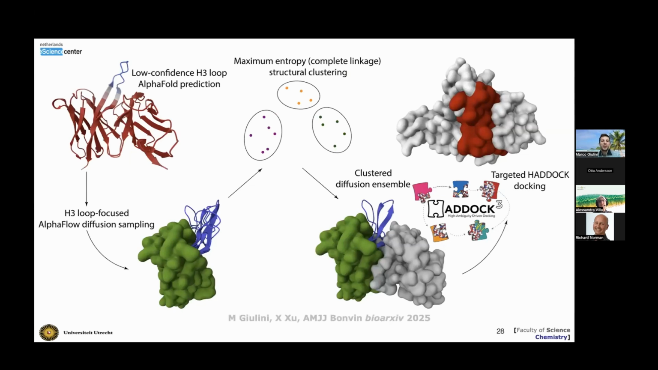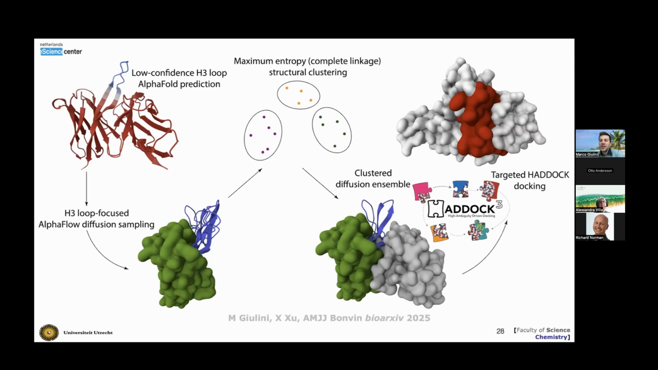Basically, in this protocol, you start with an antibody for which the H3 loop is predicted with quite low confidence by AlphaFold. In that case, you do an H3 loop focused AlphaFlow diffusion sampling, where you sample hundreds of possible conformations of H3. And then you perform a complete linkage, maximum entry structural clustering. We understood that this procedure is optimal for structural clustering, so it has to retain at least one good model in the ensemble. The resulting ensemble, which we call the cluster diffusion ensemble, is very heterogeneous, but also small. It can be something like 10 models.